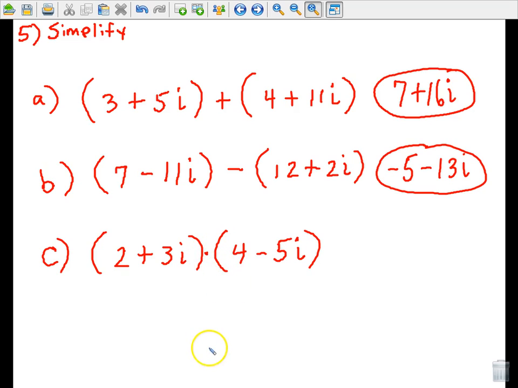Okay? So Lauren, help me out. FOIL method. 8. Do the outer. Negative 10i. Plus 12i.